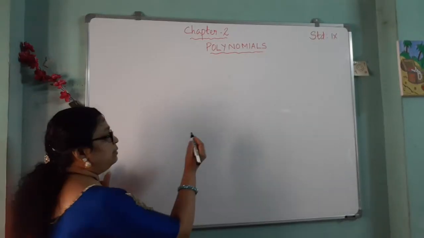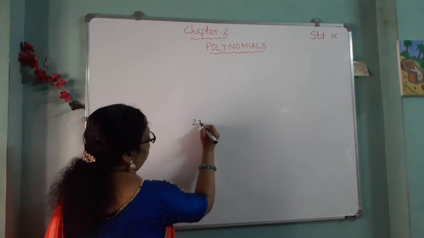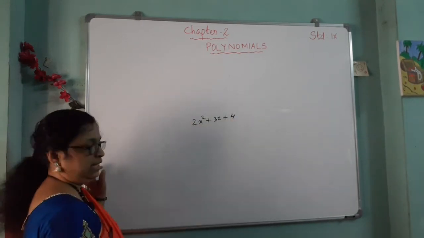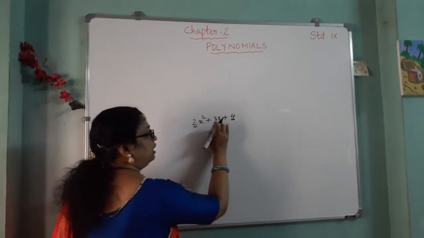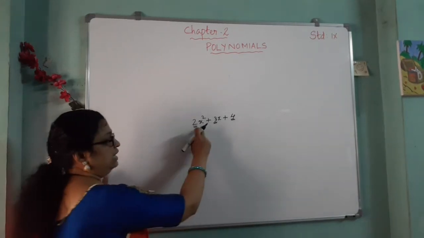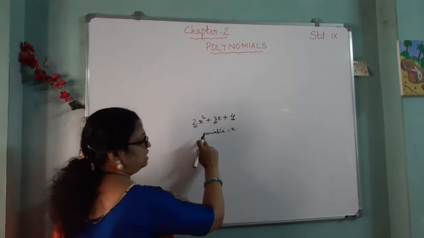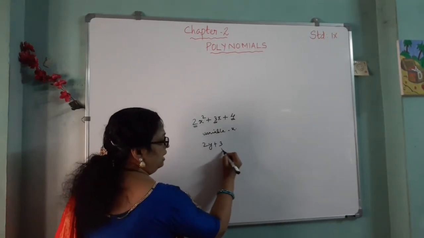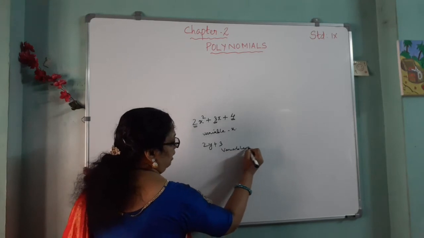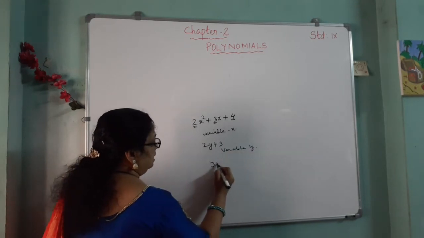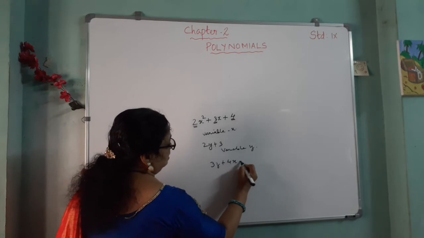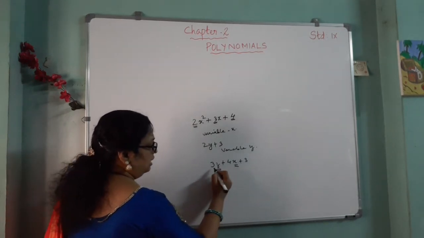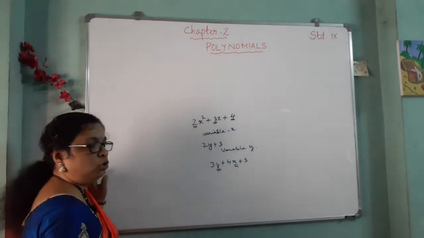Next we know some algebraic expressions, that is 2x square plus 3x plus 4. This is an algebraic expression. Here 2, 3, 4 are constants and x is the variable. In this expression the variable is x. Then 2y plus 3. Here the variable is y. Then 3z plus 4x plus 3. Here the variables are z and x. These 3 and 4 are constants.